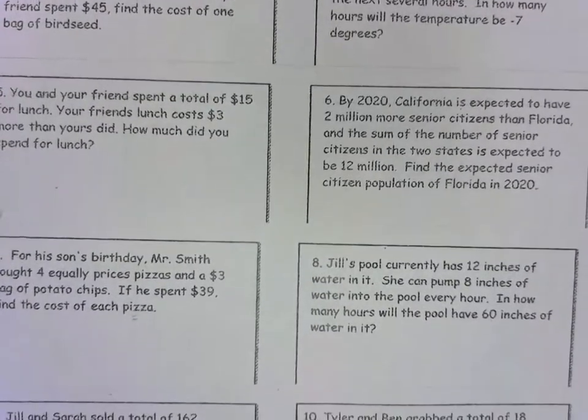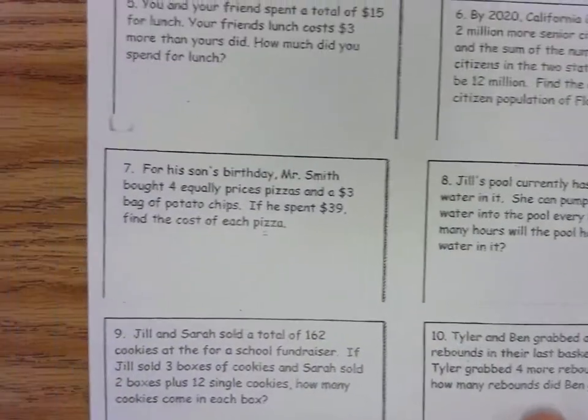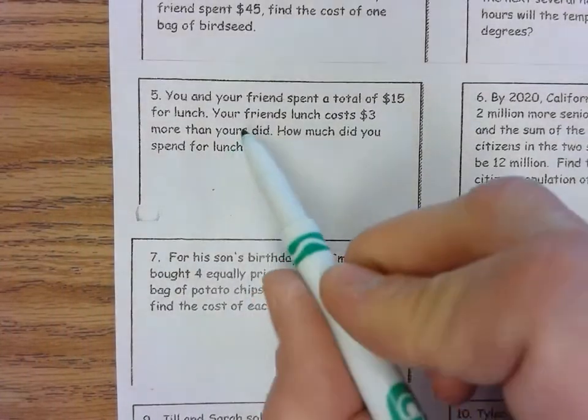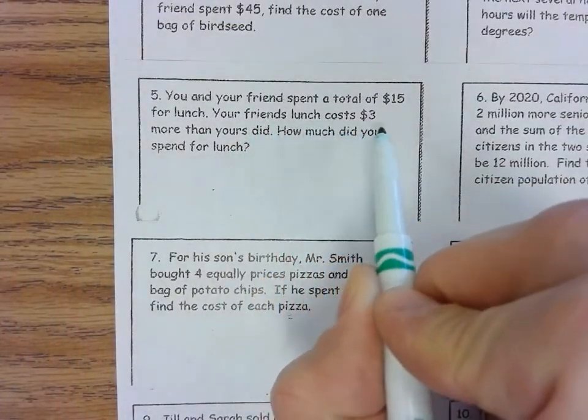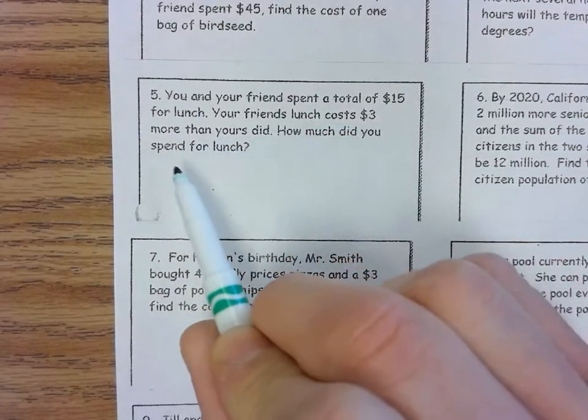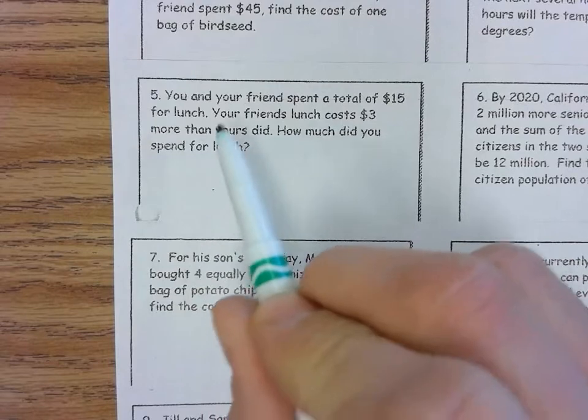Let's do number 5. All right. So it says you and your friend spend a total of $15 for lunch. Your friend's lunch cost $3 more than yours did. How much did you spend for lunch? So this same kind of problem here again.